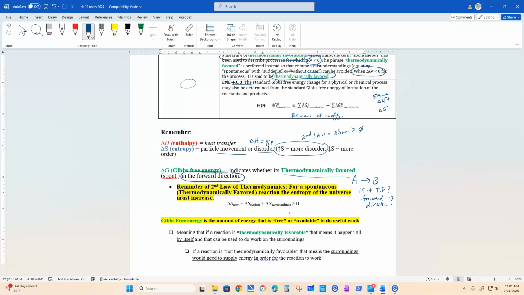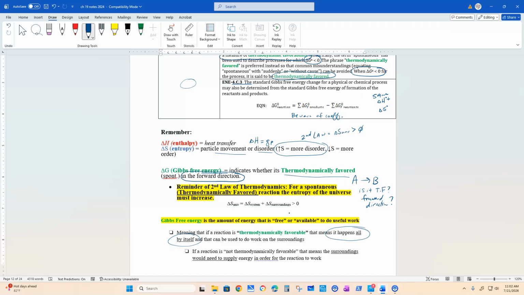So remember the second law of thermodynamics: for a spontaneous reaction, aka TF, entropy of the universe is always increasing. So when we're calculating delta S, we do want a positive value, okay? If it becomes negative, it becomes negative, okay? So Gibbs free energy is the amount of energy that is free or available to be useful to do work, okay? For the reaction to be thermodynamically favored means that everything happens on its own.